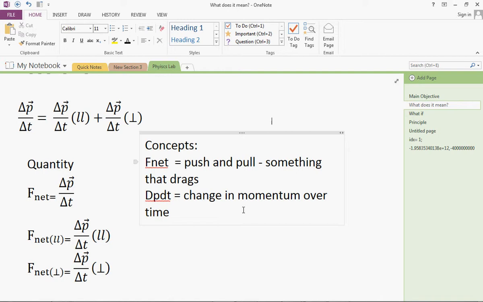However, the concepts are different. Quantitatively, F net equals dp dt, F net parallel equals dp dt parallel, and so on. But conceptually, F net is just force, a push and pull. I pull you, you get pulled by me, that's a force. But dp dt is the change in momentum over time. It's a change, while F net is just a push.